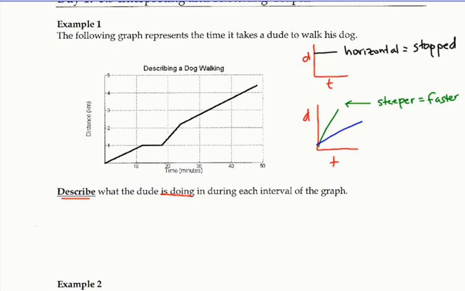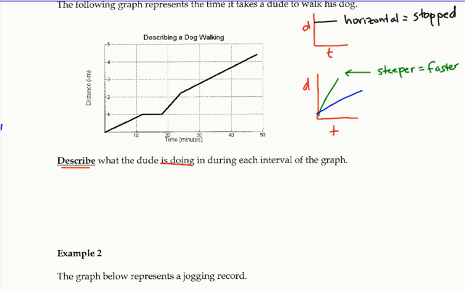Okay, so here, when it says describe what he's doing during each interval of the graph, how do we figure out what an interval is? A free line, right? And so this interval starts at 0 and ends at about how many minutes? About 12, 0 to 12 minutes. The second interval starts at 12 and goes to about how many minutes? 19 or 18? It doesn't matter, so we're approximating. The third interval goes from 18 to how many minutes?